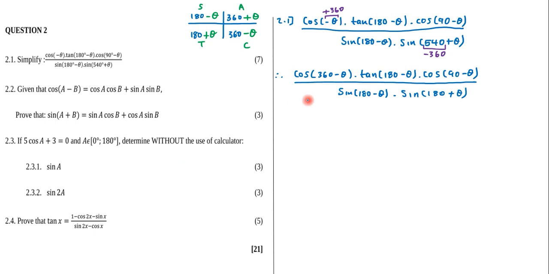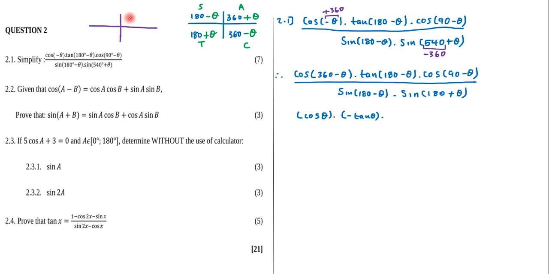When we do that, we see that 360 minus theta is in the fourth quadrant, where cos is positive, so I'm going to have cos theta. And then here, 180 minus theta is in the second quadrant, but tan is negative there, so I'm going to have a negative tan theta. Now what is cos 90 minus theta? Cos 90 minus theta is what we call a cofunction. Let's go ahead and talk about cofunctions. With the cofunctions, the same is true.